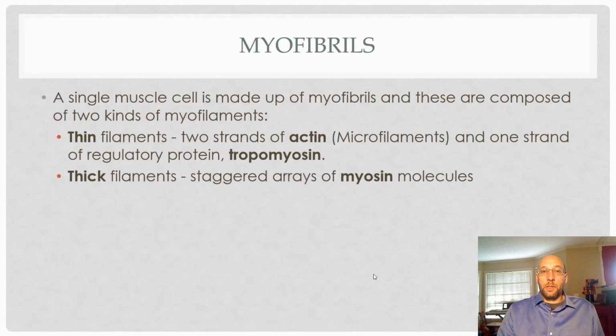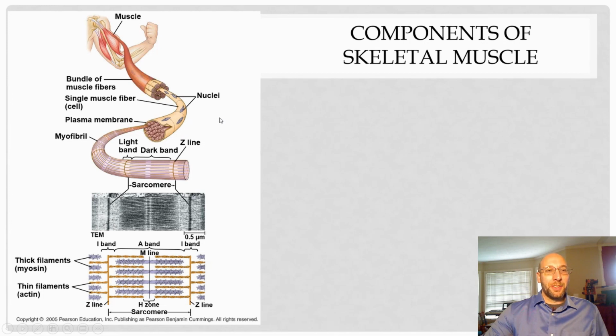Muscle cells are made up of myofibrils. The myofibrils are composed of two kinds of filaments. Thin filaments, which are composed of actin and a regulatory protein that wraps around the actin, known as tropomyosin, and thick filaments. Thick filaments have staggered arrays of myosin molecules. So skeletal muscle is made up of multiple muscle fibers. And a muscle fiber is actually a single cell that's fused during embryonic development.